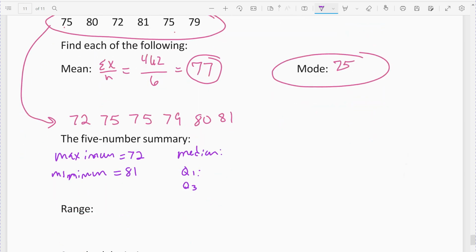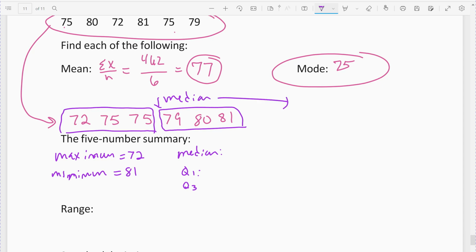So the median is the middlemost number. Well, there are 6 values, so that means there are 2 values in the middle. So I want to find the value in between. There are 3, I go 3 in and 3 up, right? That would be the upper half. That would be the lower half. The median is the value in between those 2 numbers, the 75 and the 79.